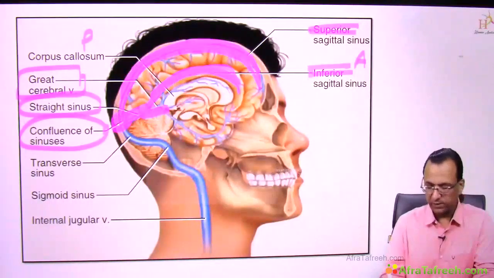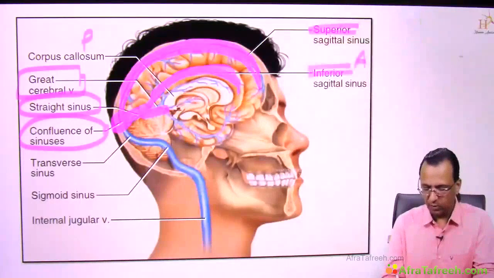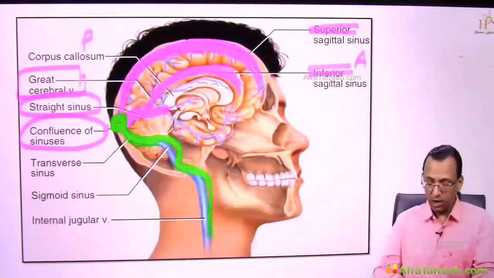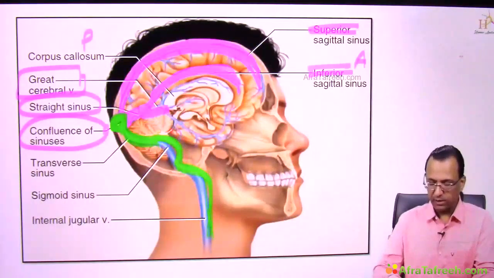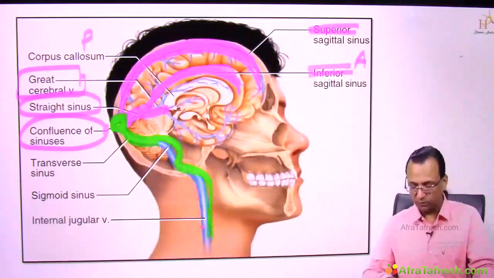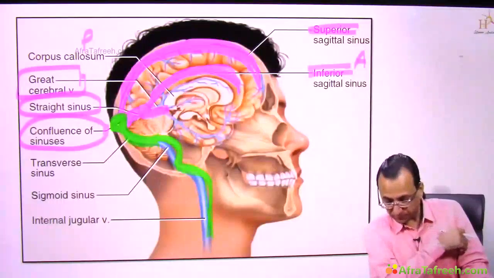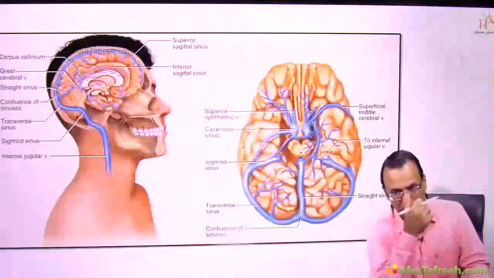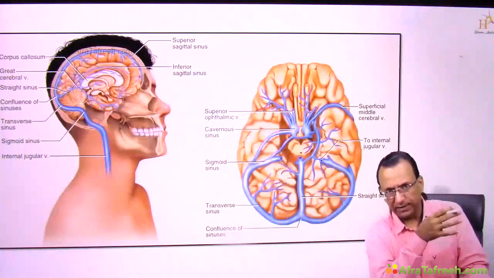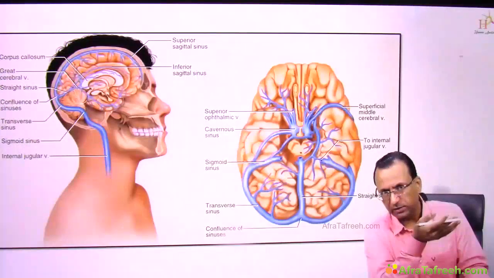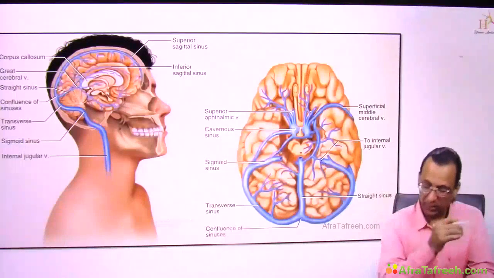And where is the confluence of sinuses going to drain? Into the transverse sinus, and then the sigmoid sinus, and then the internal jugular vein. This is the discussion which we have to do. We have to discuss the other part also, the base of the brain, where you will discuss the dural venous sinuses. Okay, then do it. Magnify.